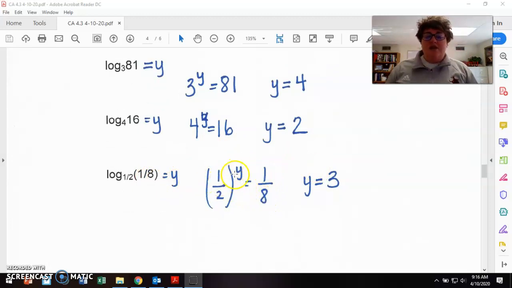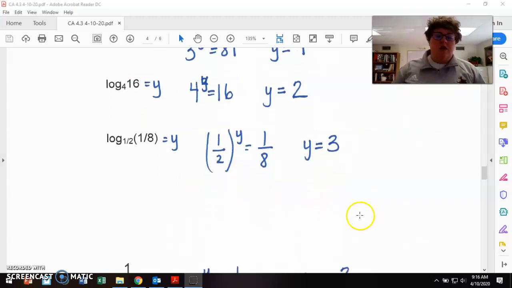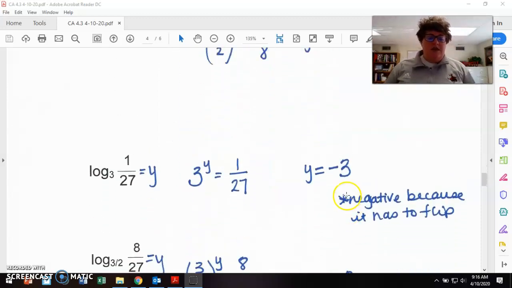Okay, 1 times itself is just going to be 1. 2 to what power gets me 8, and that's where the 3 comes into play. Okay, the next one, 3 to the y is equal to 1/27. And this one is special because you have your 3 in your numerator here, but you have your 27 in the denominator. So if you remember, your solution is going to have to be negative. So that's why we have the -3 here.